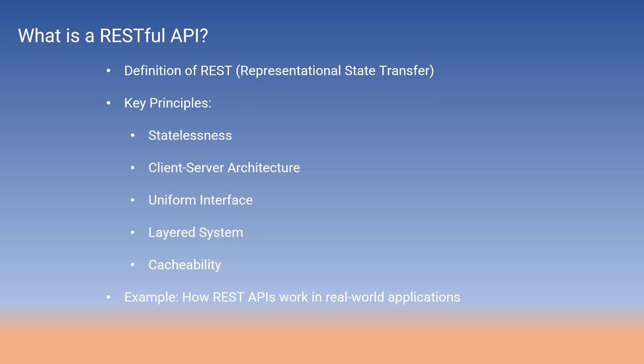In today's world, APIs are the backbone of modern applications. REST, or Representational State Transfer, is one of the most widely used architectural styles for building APIs. A RESTful API allows applications to communicate over HTTP using standard methods like GET, POST, PUT, and DELETE. RESTful APIs are stateless, meaning each request from a client contains all the necessary information, making them scalable and efficient.